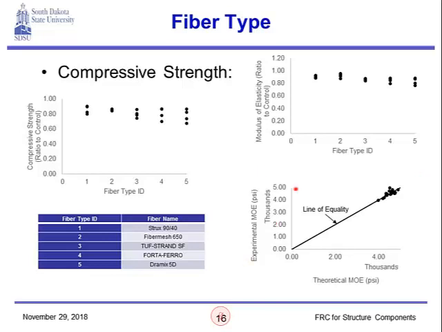Now, this figure here is just a comparison between the experimental modulus of elasticity and the theoretical modulus of elasticity. And this is just to confirm to us that we had good experimental results. We see that it's around the line of equality, so we have theoretical modulus of elasticity almost equal to experimental, and this gives us confidence in our experimental results.